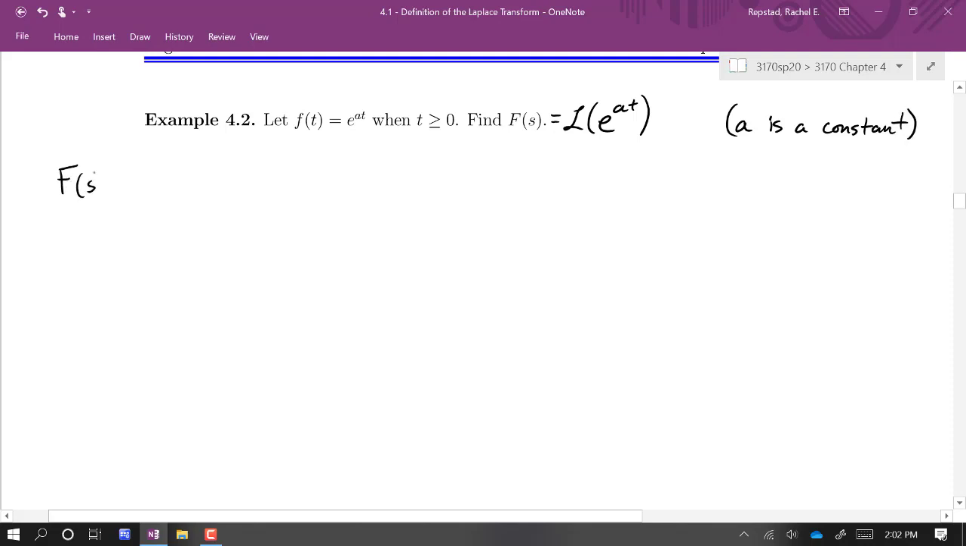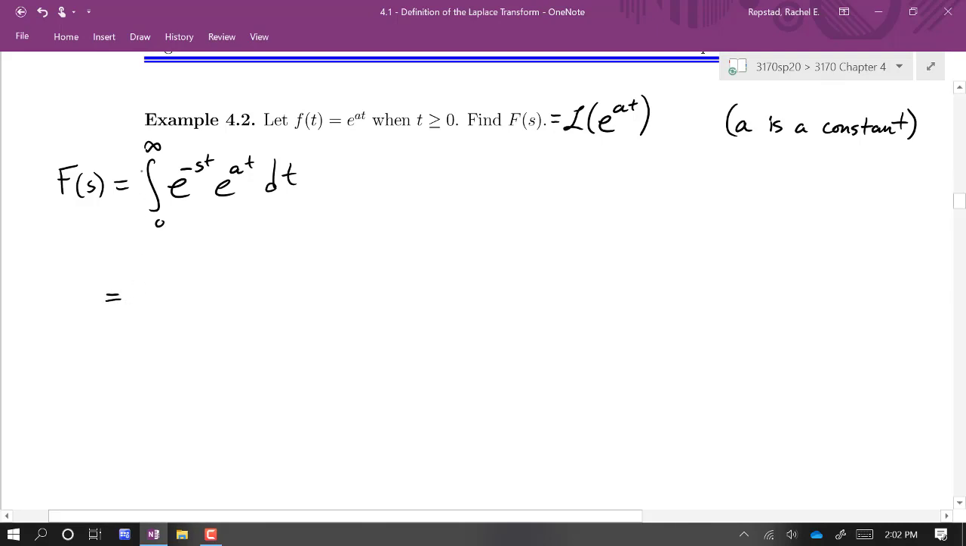So using that definition, it is the integral from 0 to infinity of e to the minus st times e to the at dt. T is the only variable. A is some constant. S we're treating like it's a constant. I'm going to do a little work simplifying using rules of exponents here.